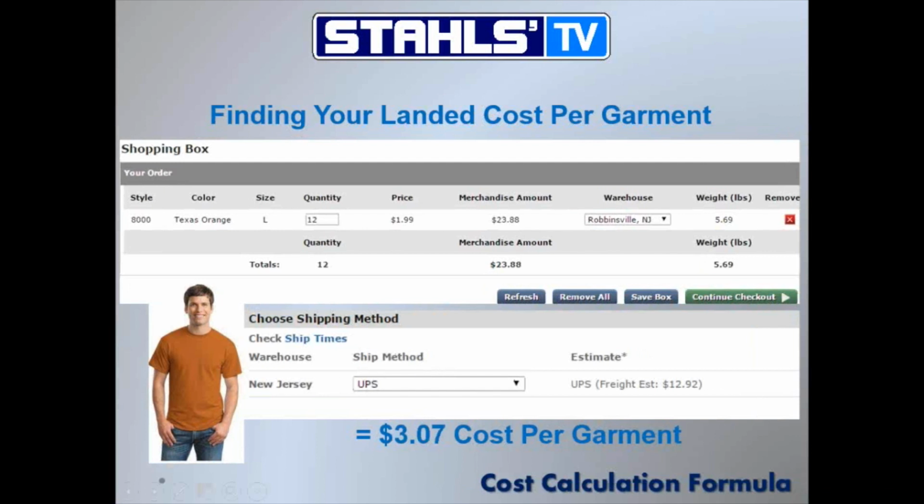So this gives you an example of that. Obviously, you don't want to push all customers up to a 12-piece minimum if they only want one shirt or 3 shirts or 6 shirts. But when you start to get into the higher quantities, of course, that freight cost only goes up by about $1. And now my landed cost per garment is only $3.07.